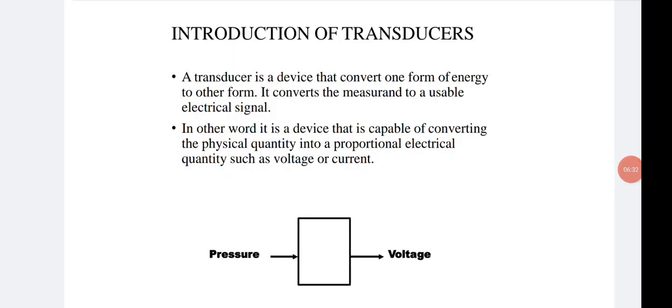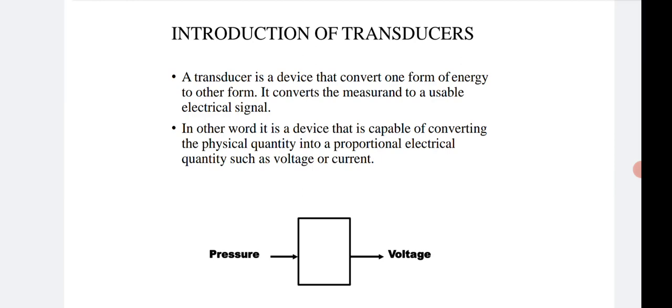Let us once again go through the definition of the transducer. A transducer is a device that converts one form of energy to another form. It converts the measured quantity to a usable electrical signal. In other words, it is a device that is capable of converting a physical quantity into a proportional electrical quantity, such as voltage or current.